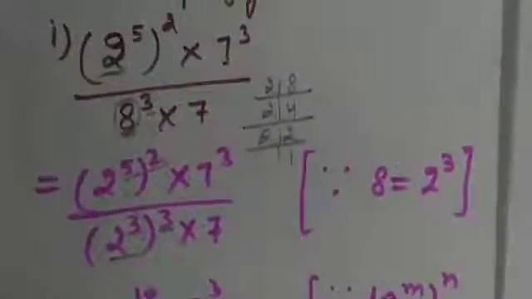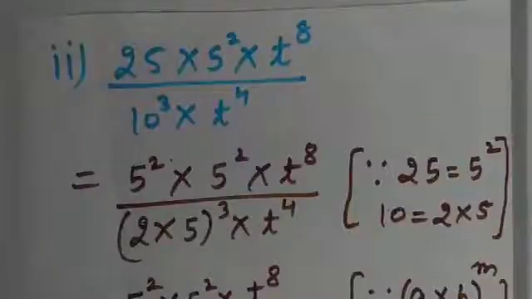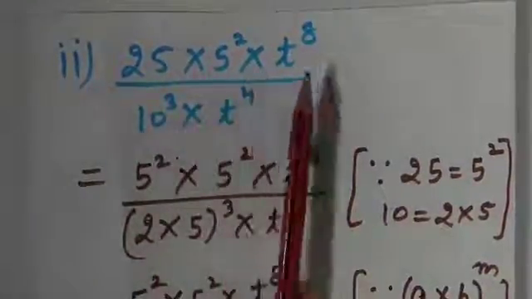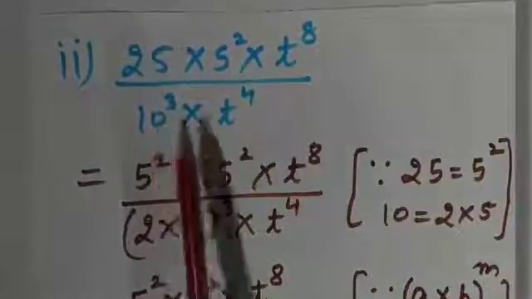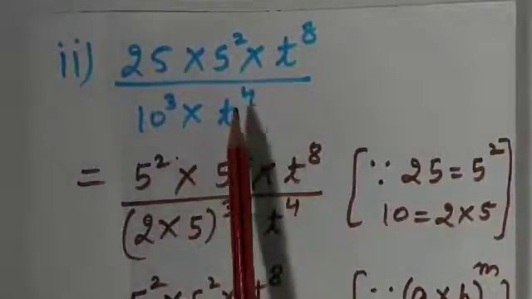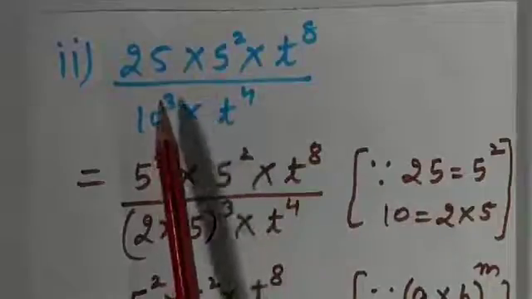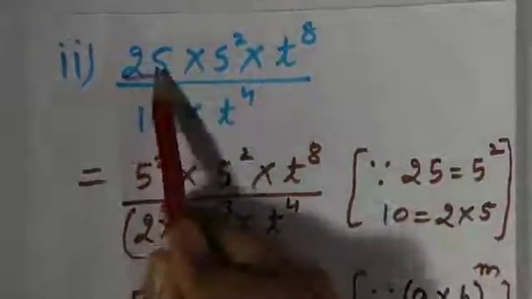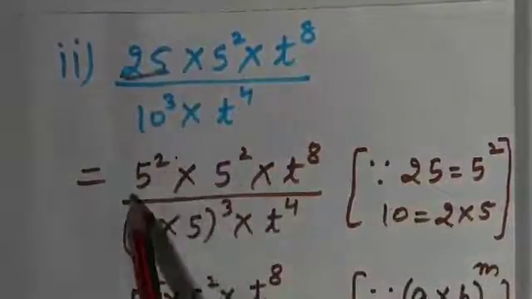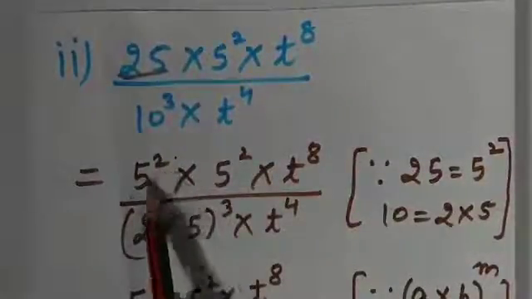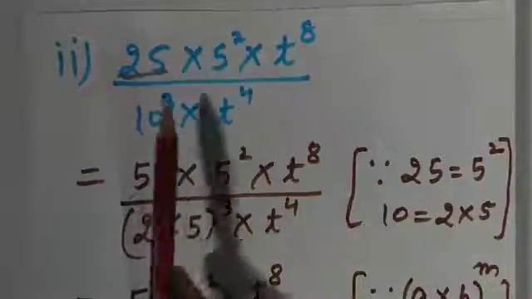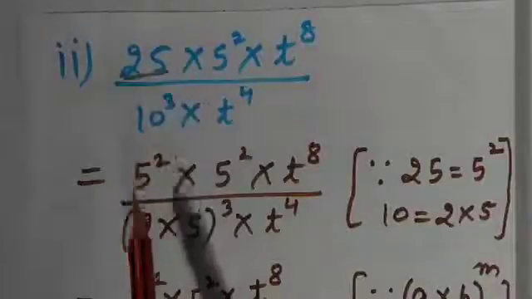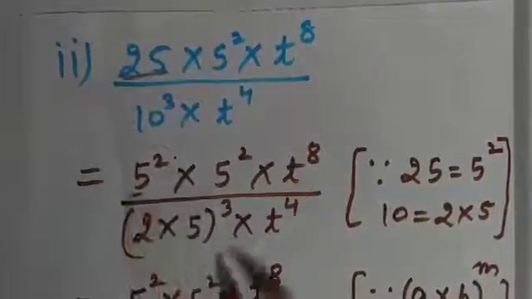Now let us discuss the second part. The second part we have is 25 into 5 raised to the power 2 into t raised to the power 8 over 10 to the power 3 into t raised to the power 4. First thing, you have to write every number in the powers of prime. This is not a prime, so I will write it as 5 square, because 5 square means 5 into 5, and that is equal to 25. How do you come to know that 25 can be written as 5 raised to the power 2?